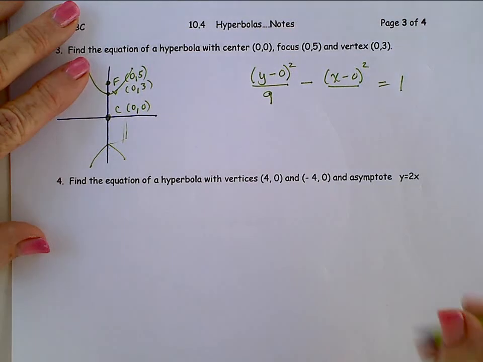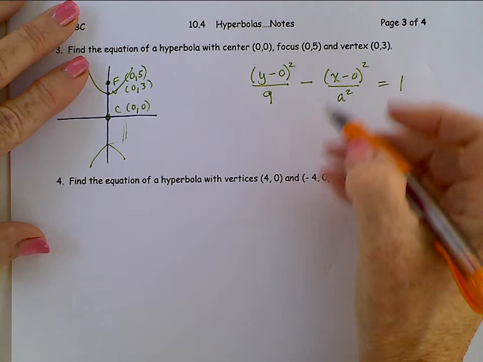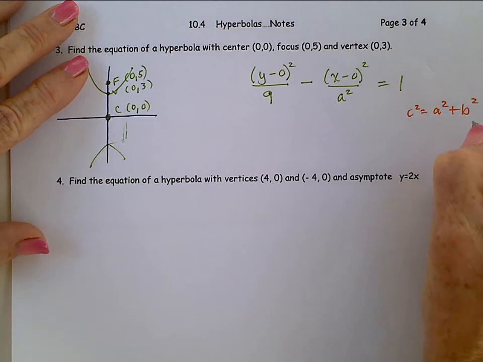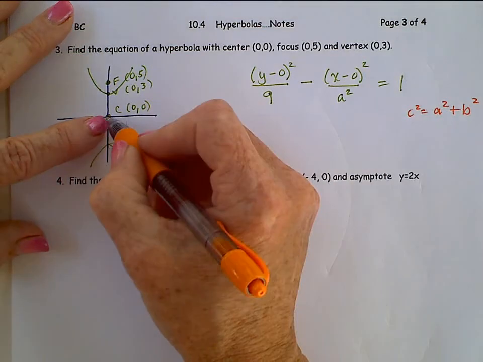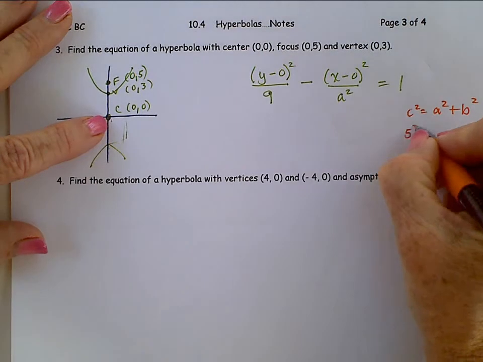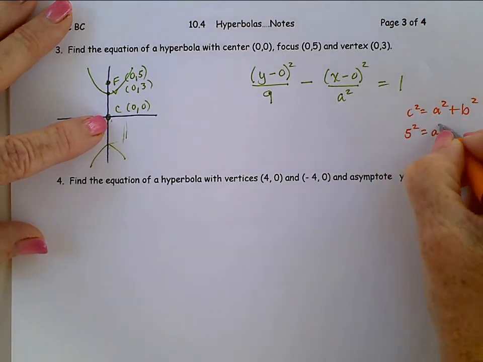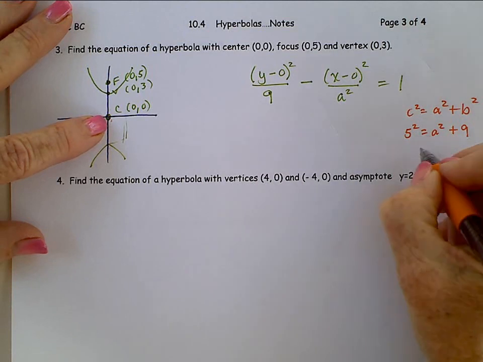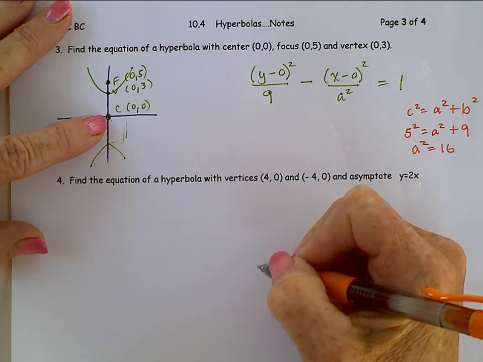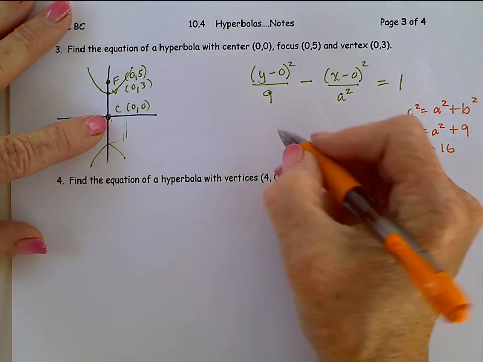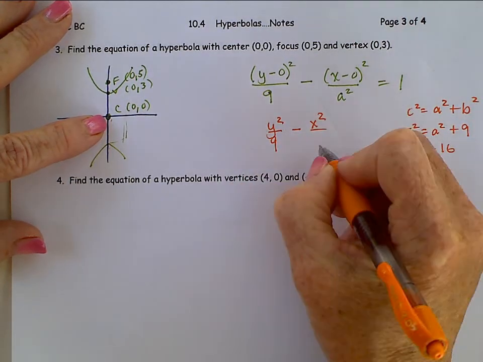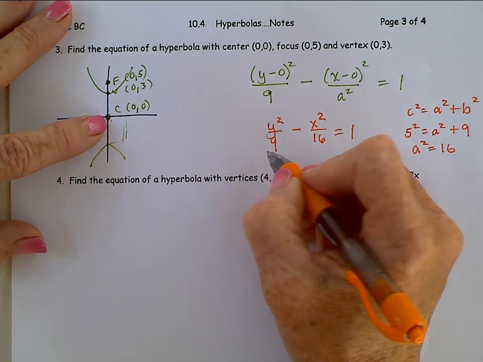If we go back to, for this focus, c squared is a squared plus b squared. C is the distance from the center to a focus, so that's 5. A squared plus 9, it doesn't matter which one you call A and which one you call B. Let's see, so 25 minus 9, a squared is 16. Filling that right in here, and we are left with y squared over 9 minus x squared over 16 equals 1. And there we go.